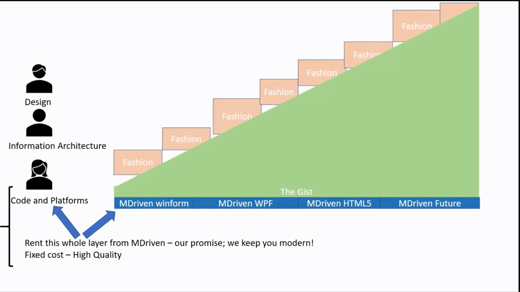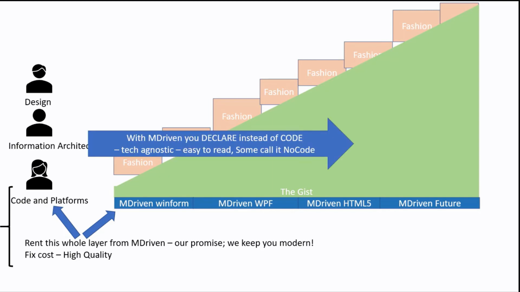But what we want to do is to keep these 3 distinct artifacts of software separate. And we offer you with MDriven to rent this modernity layer from us. Our promise is to keep you modern. What we mean by that is that the latest trend and what everyone wants to run on and have their systems written in, we promise to deliver a technology stack that supports just that. And a technology stack that you rent from us, of course, is compatible with the gist that you produce with MDriven Designer or MDriven Framework.